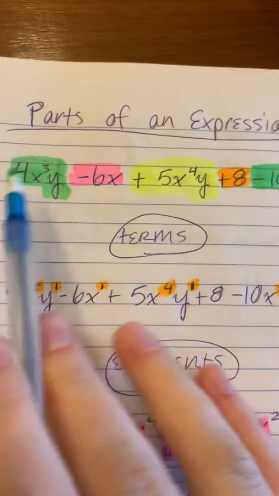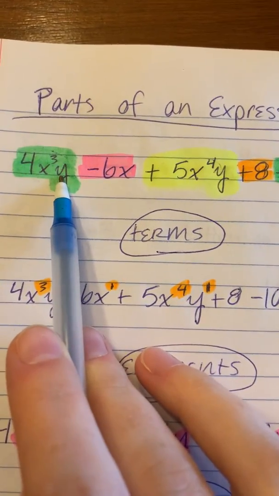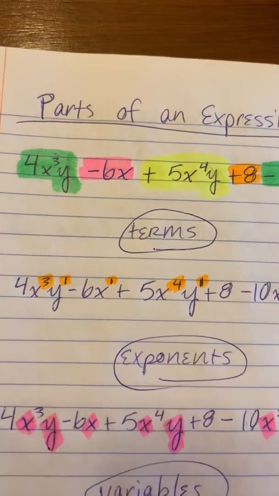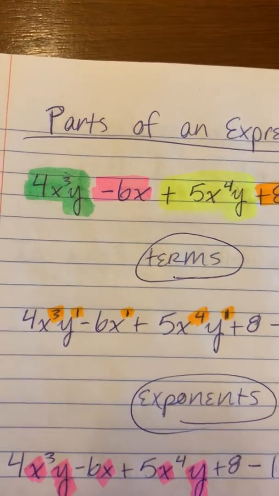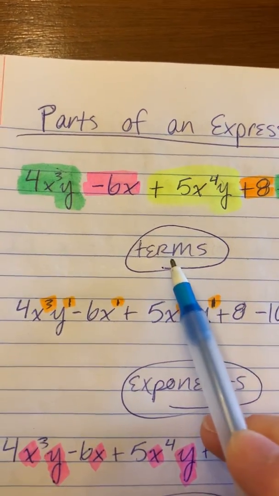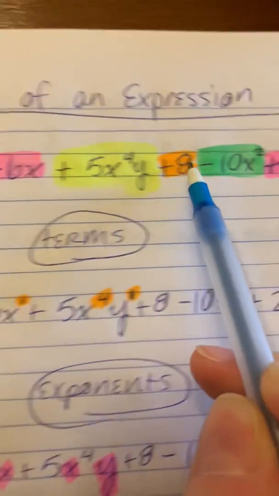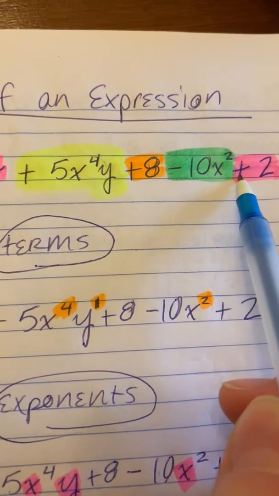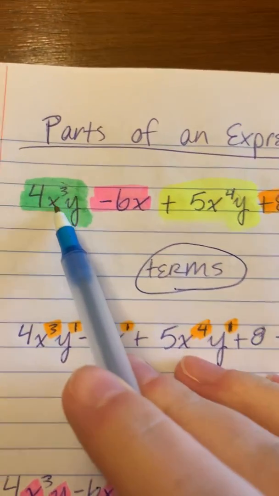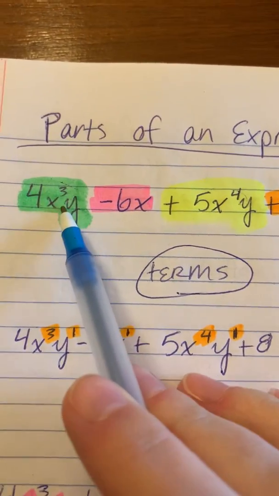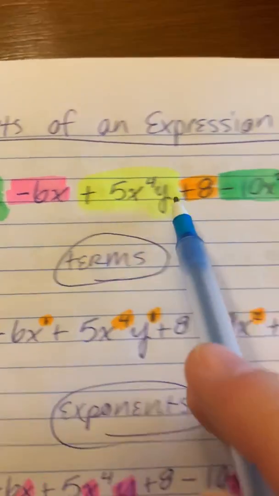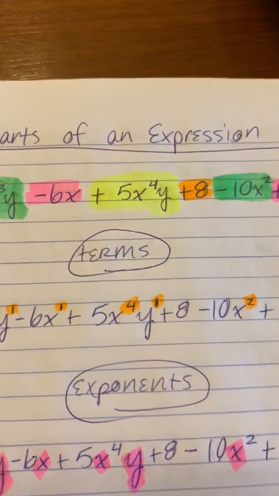Something that people mess up on a lot is trying to split this y away from the x to the third because they think that they don't go together. But terms, by definition, are separated by plus or minus signs. So every time you see one of those, that's what starts a new term. Not that there's a different variable, or a different exponent. It's the plus or minus signs that split up those parts.